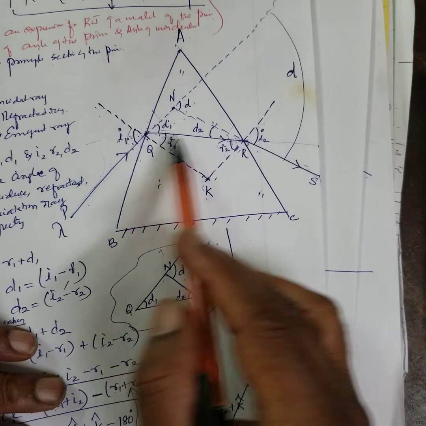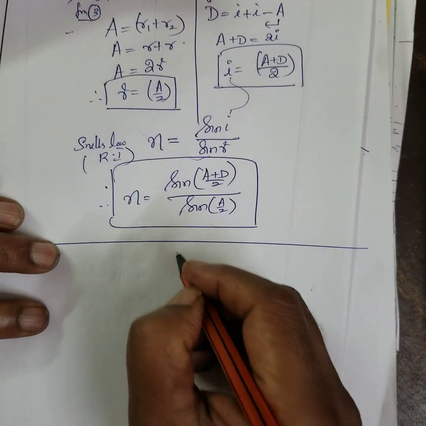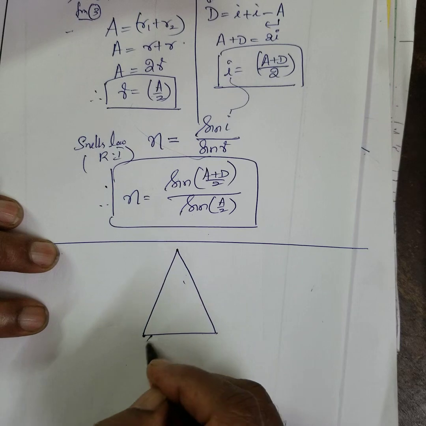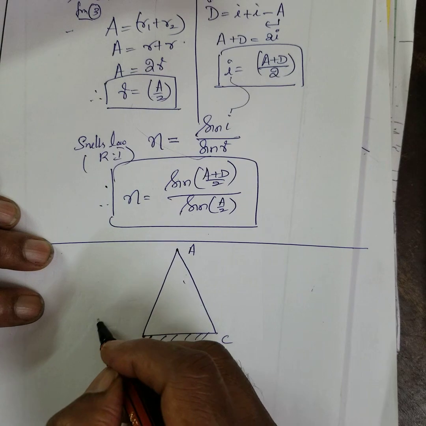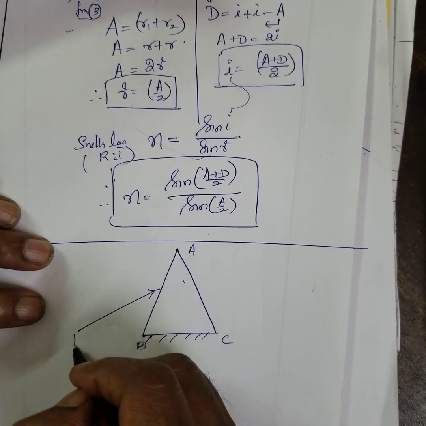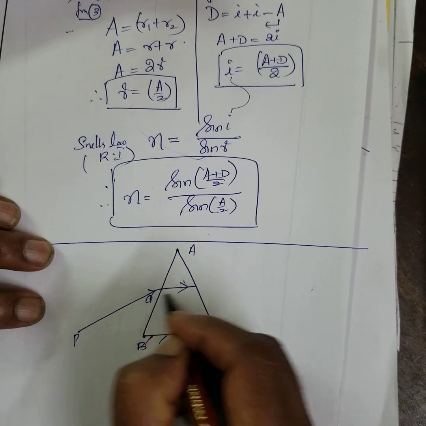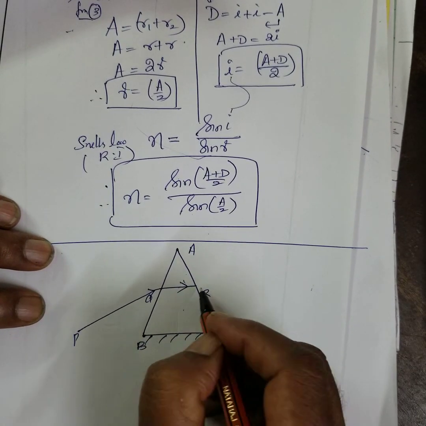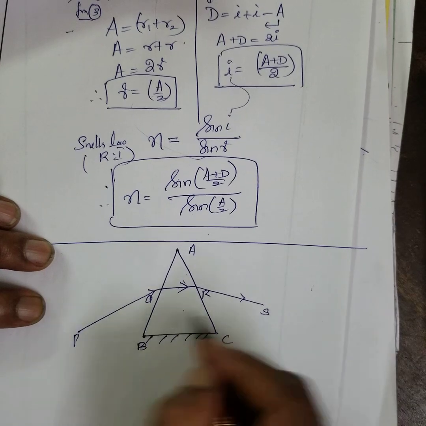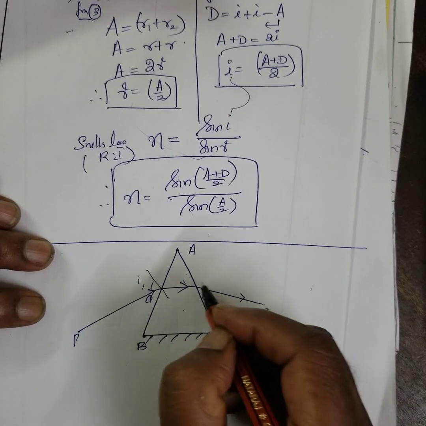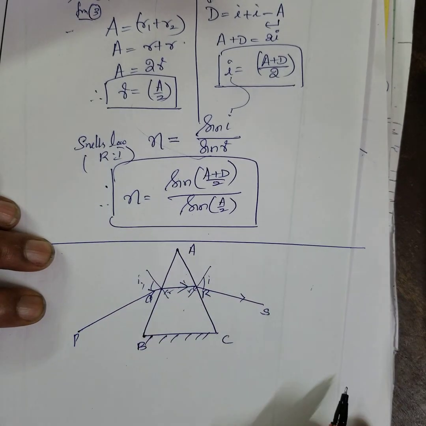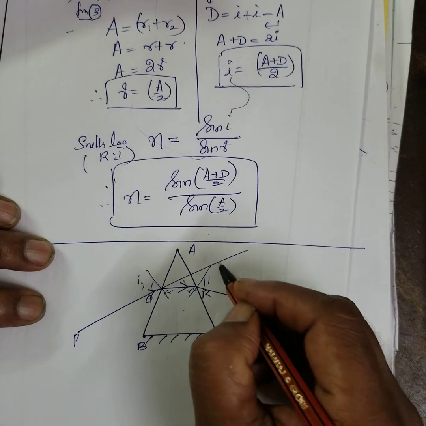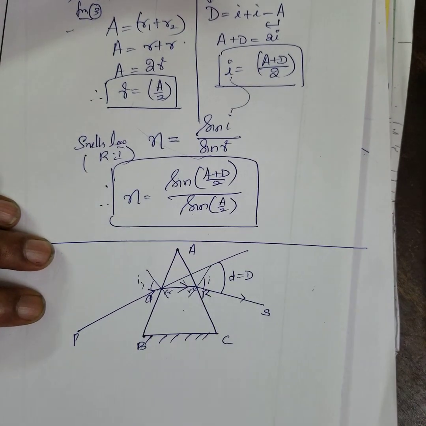Under the condition, what happens? The refracted ray is parallel to the base. For that condition, for your entrance exam or NEET and all that, they'll ask you this. A is the angle of the prism, BC. This is the incident ray, PQ. This is the refracted ray, QR, parallel to the base. This is RS, the emergent ray. This is also I, I1. This is also I. Both are I. Therefore, R and R are the same. Therefore, total deviation, understood? This is D.